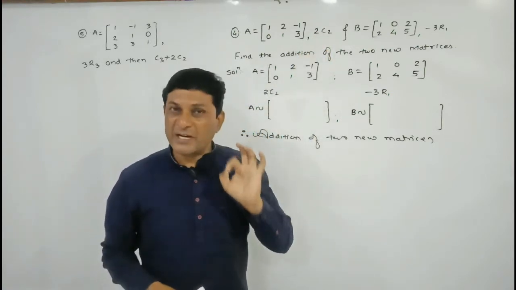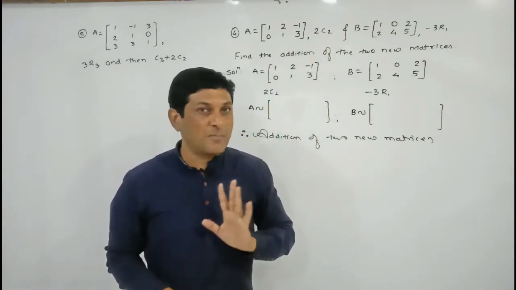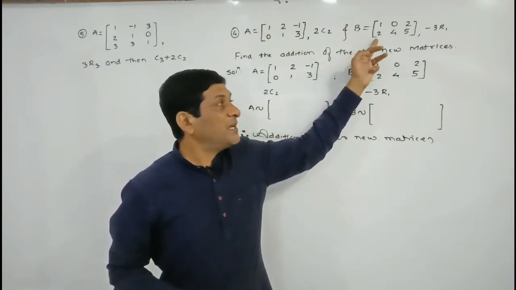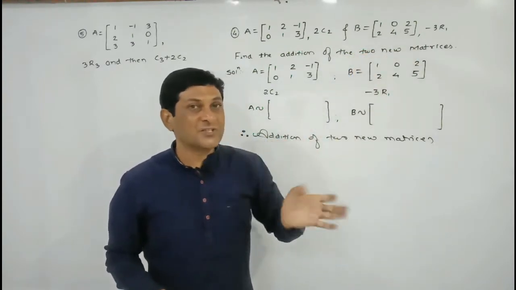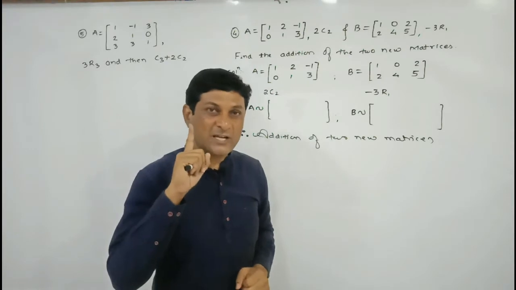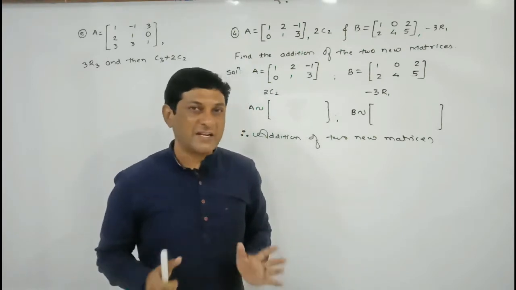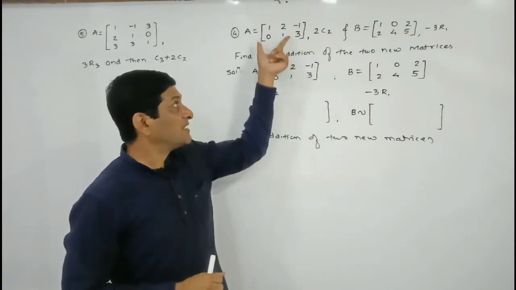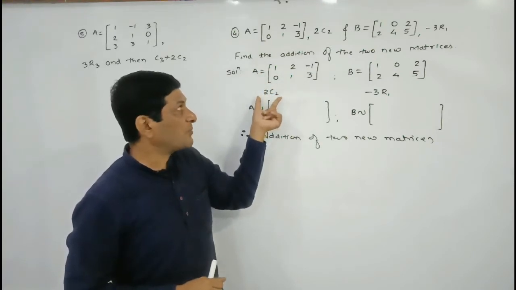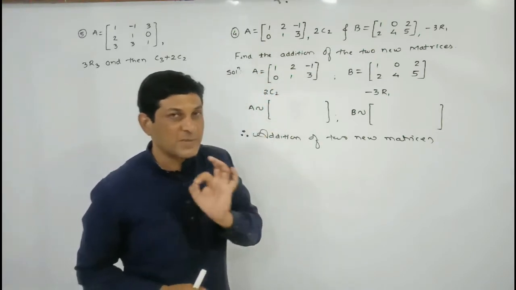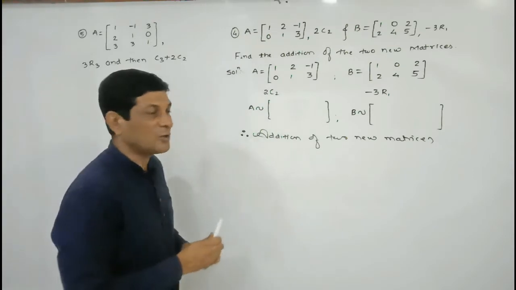2C2 means we have to multiply the element of the second column by 2. The second matrix is B, and which operation do we have to perform? Minus 3R1 means we have to multiply the element of the first row by minus 3. So let us consider this matrix A and perform the operation 2C2, which means we have to multiply the element of the second column by 2.